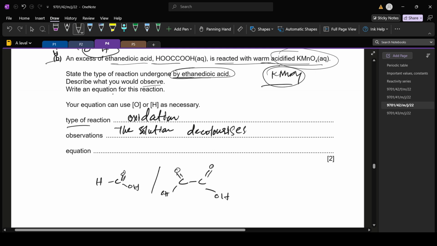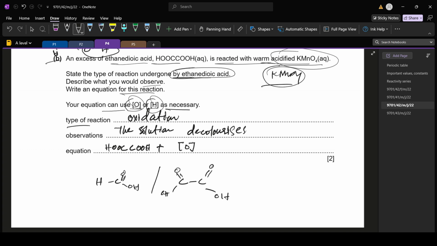Now write an equation. You can use oxidation or reduction as necessary. So this ethanedioic acid reacts with an oxidizing agent, because KMnO4 is an oxidizing agent. So it forms carbon dioxide and water. This ethanedioic acid is oxidized into carbon dioxide and water.